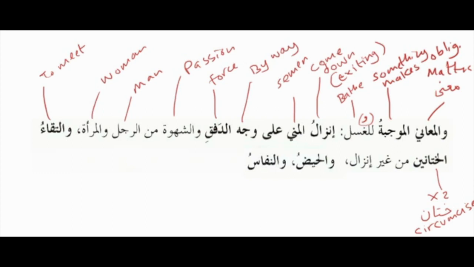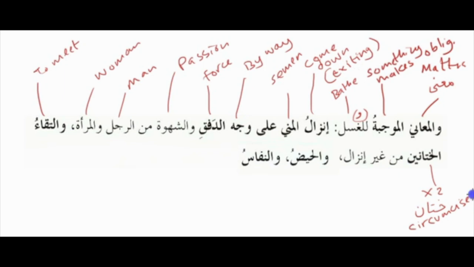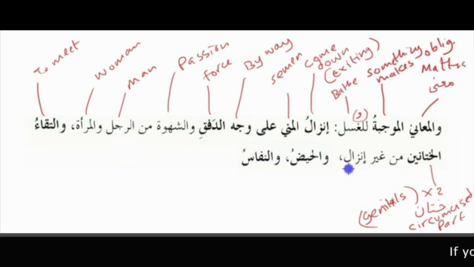Circumcised part, which refers to the genitals. Firstly, the genitalia, the genitals, two genitals. Min ghayri inzal, without inzal, without. Here inzal also came before, to come out, exiting.